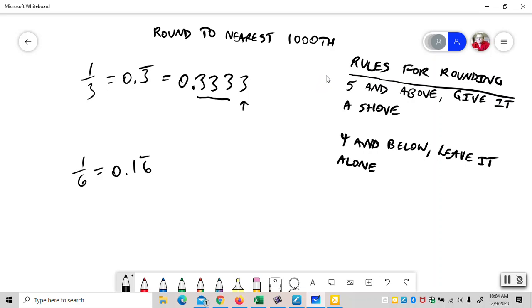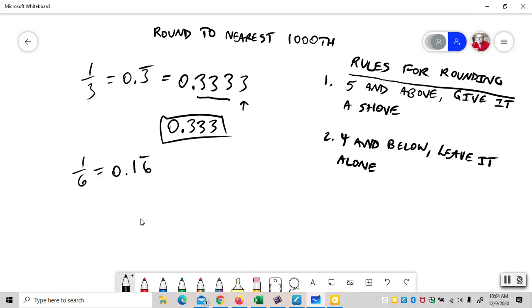So these are your rules for rounding. 5 and above, give it a shove. 4 and below, leave it alone. And it means the place past what you're rounding. So I'm rounding to the thousandth, so I look to the 10,000th place to tell me what to do with this guy. 4 and below, leave it alone. So it rounds to 3, 3, 3. And that's the answer the book wants on that.